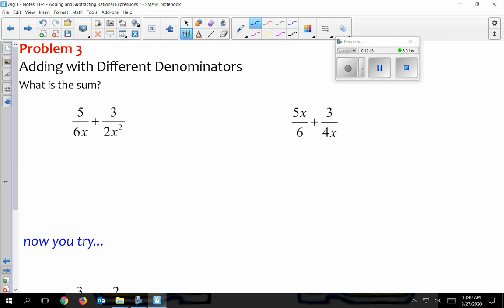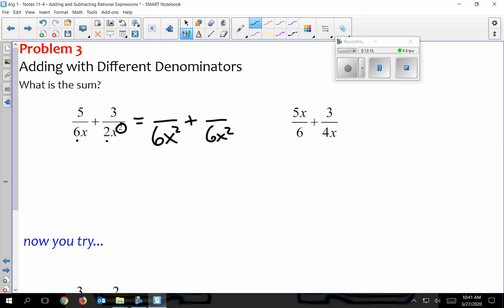Okay, so now we're getting into I don't have the same denominator. Okay, so you know, break this up. I look at the coefficients 6 and 2, and I'm going to rewrite both fractions. Okay, I know that 2 goes into 6 and it goes into it 3 times, and then I got a power of 2, so I want to make that my biggest power. So my common denominator is going to be 6x squared.